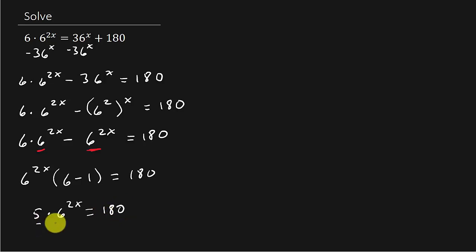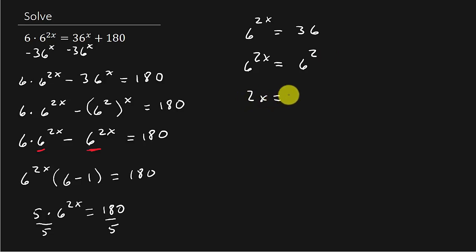And then how about we divide both sides by 5? And so that's going to give me 6^(2x) equals, and then 180 divided by 5 is equal to 36. Man, that worked out nice, didn't it? Look at that. So I've got 6^(2x) equals, and then 36 can be written as 6 squared. I've got like bases. I'm going to set my exponents equal to each other, divide both sides by 2, and that's going to give me x equals 1.